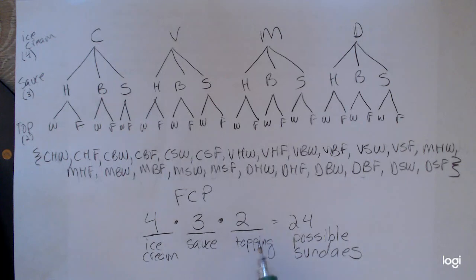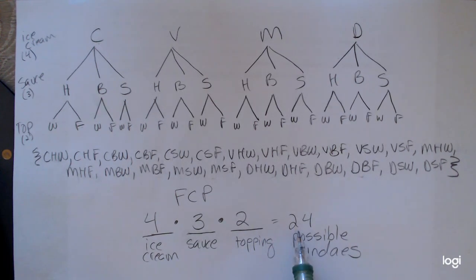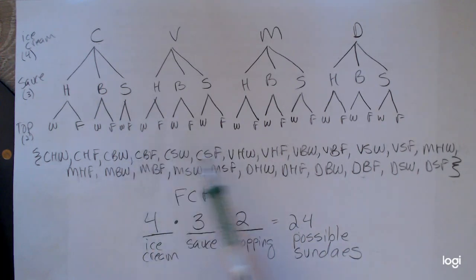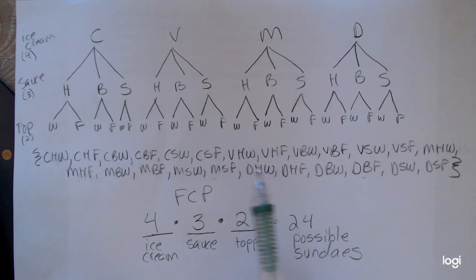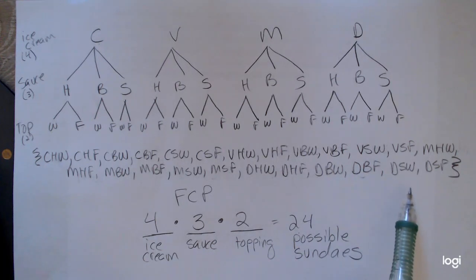Now, the fundamental counting principle just gives you how big your sample space is. It doesn't actually list everything out systematically. But in probability, we're typically not concerned with looking at the actual outcomes in the sample space. We are looking at how many we have in the sample space.